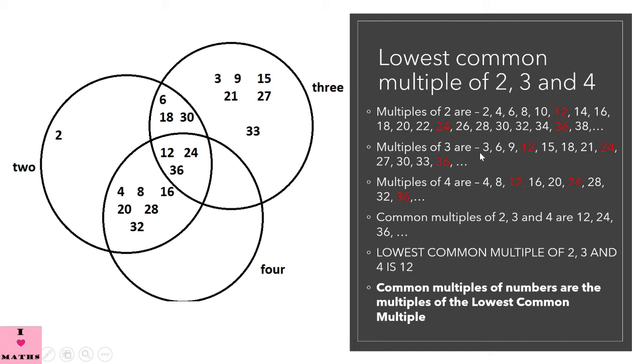3 ones are 3, 3 twos are 6, 3 threes are 9, 3 fours are 12, 3 fives are 15, 3 sixes are 18, 3 sevens are 21, 3 eights are 24, 3 nines are 27, 3 tens are 30, 3 elevens are 33, 3 twelves are 36, and so on.